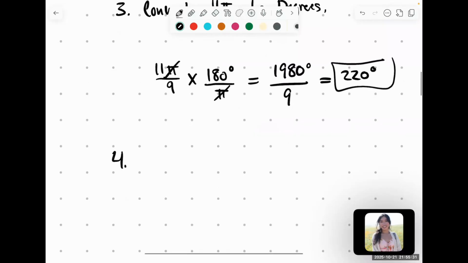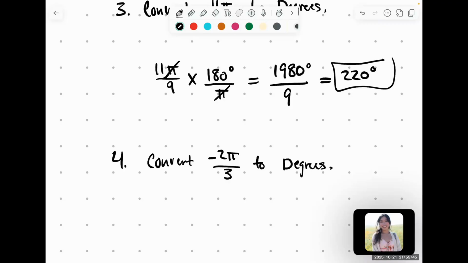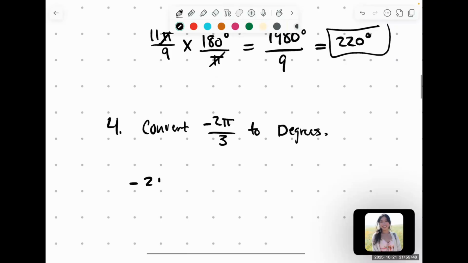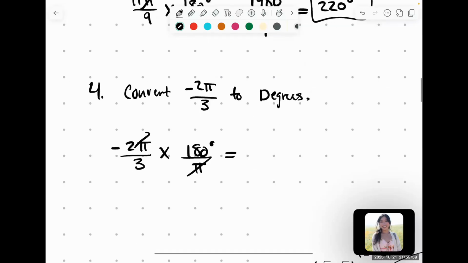Okay, we'll do this one. We'll do convert -2 pi over 3 to degrees. Okay, now this should be relatively easy. We have pi on the top. Gonna get rid of it. It's 180. Get rid of those. Let's see. 2 times 180 divided by 3 is gonna be, because we have the negative, negative 120 degrees.